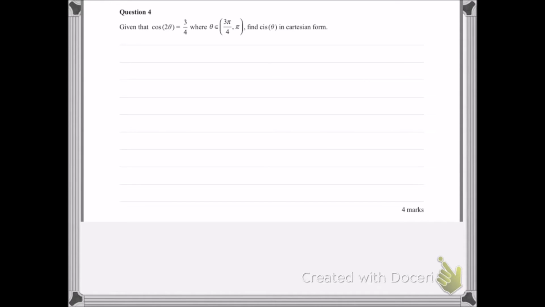Next question, question 4. Given that cos of 2 theta is equal to 3/4, where theta is some angle in the second quadrant, so you've got to think about sine and cos, whether it's plus or minus in the second quadrant. And our job is to find cis theta. Now, you've got to remember the definition of cis. Cis theta is cos theta plus i times sine theta. We've got to express that in Cartesian form. That's the x plus yi form.